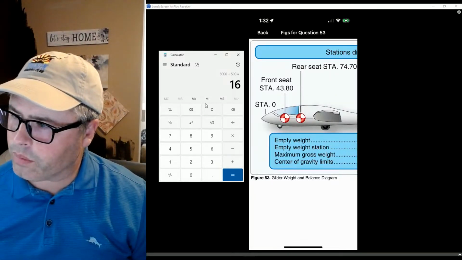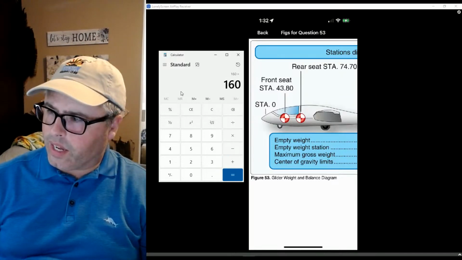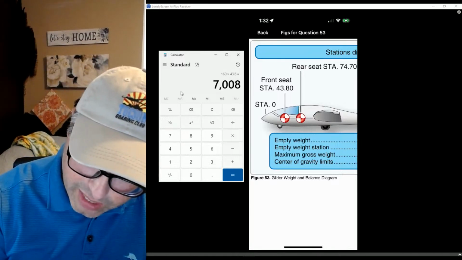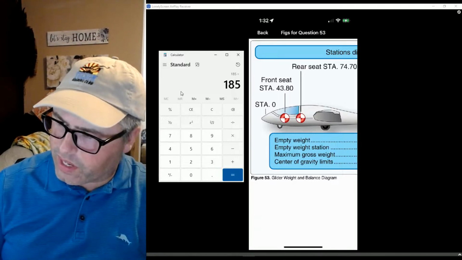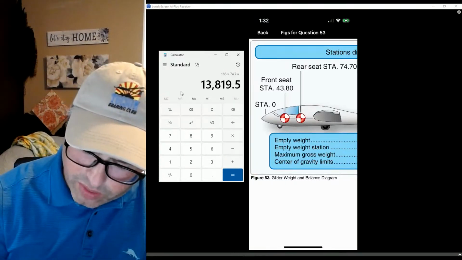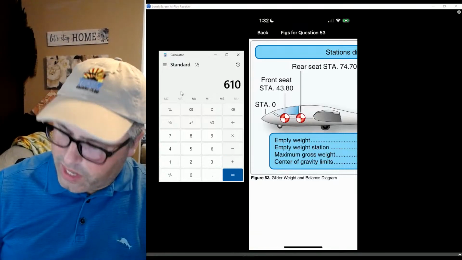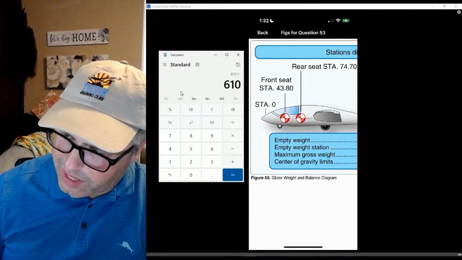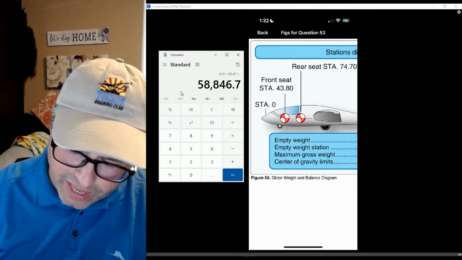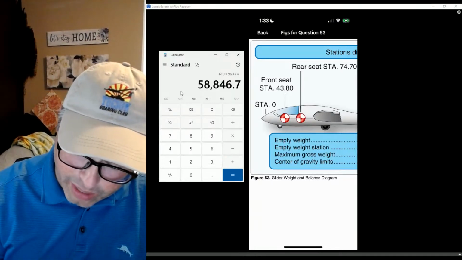160 times 43.8, 7,008. 185 times 74.7, 13,819.5. And then 610 times 96.47, 58,846.7. Okay, let's add up all the weights and add up all the moments.